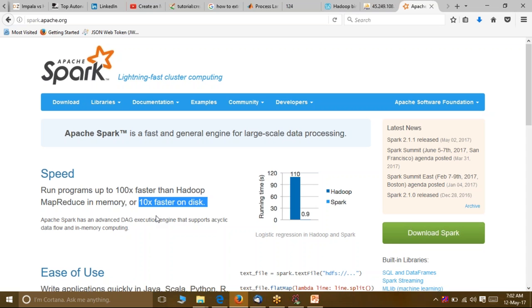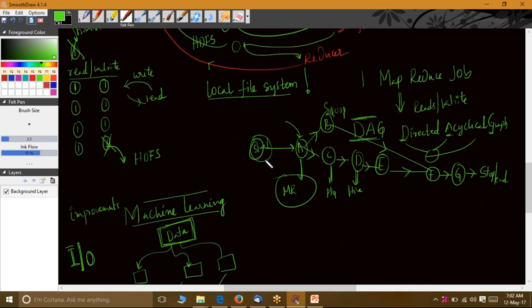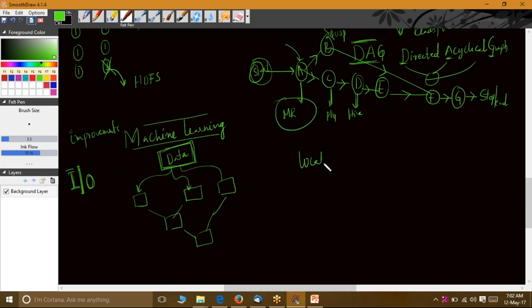What is that Hadoop MapReduce in memory or 10 times faster on disk? Say for example, if it is a case of a DAG like this, then you will see more difference in terms of performance. But if it is only one MapReduce job, only that local spilling or local storage is avoided. That is the case with one MapReduce job.